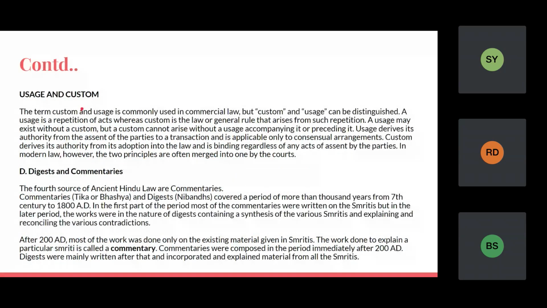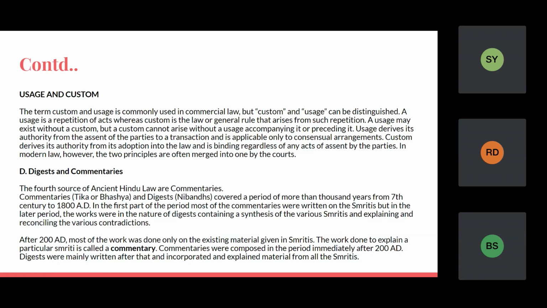Now, usage and custom. Usually, we get confused between these two terms because they are commonly used interchangeably, but there is a distinction between them. A usage is a repetition of acts, whereas a custom is a law or general rule. Custom is more powerful than a usage, and it arises from such repetition. A usage may exist without a custom, but a custom cannot arise without a usage accompanying or preceding it.